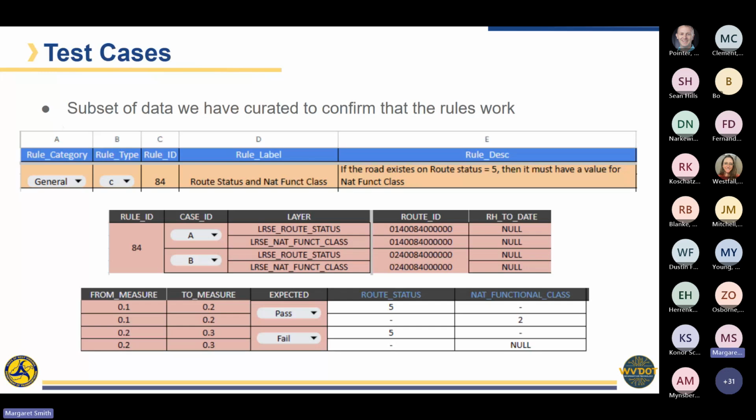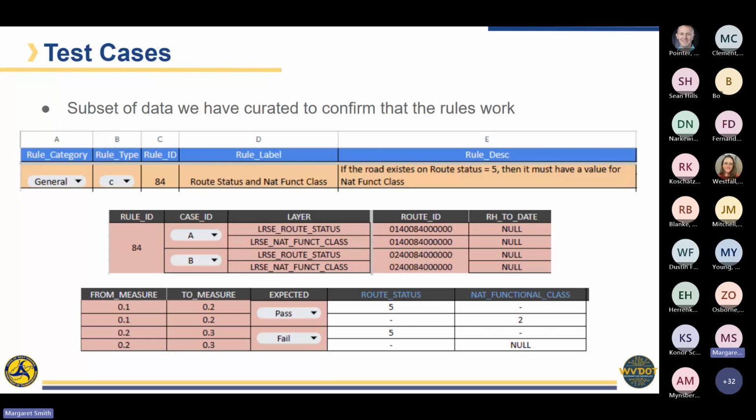The RH to date is because we keep historic data with our current data. We will use this column to validate that the section is working correctly and that we are only collecting current data. And again, to mimic the LRS, the from measure and to measure are just to make sure that those properties in our workspace are working correctly.